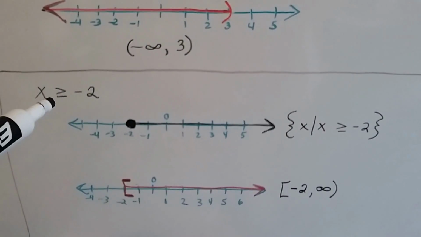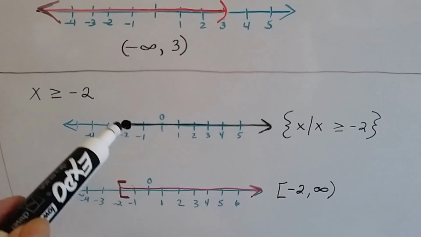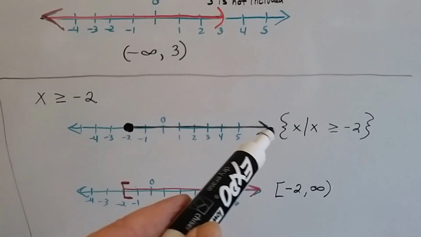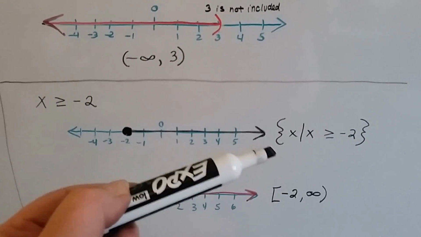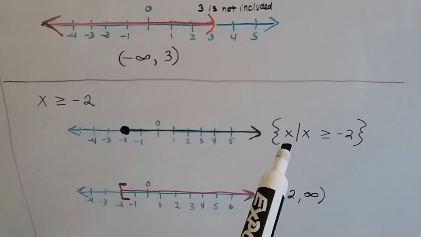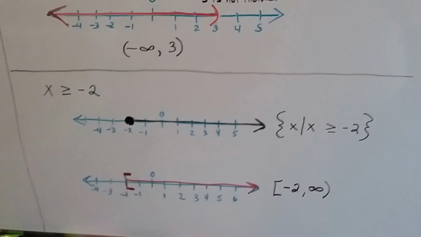X is greater than or equal to a negative 2. Well, it could be equal to it, so we're going to include it by putting in a filled-in dot. And our interval is going to continue on going bigger and bigger because x is larger than a negative 2. In set builder notation, it's x such that x is greater than or equal to a negative 2.